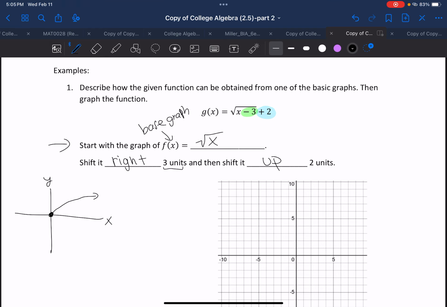And I can find a couple of other points on there. If I plug 1 into the square root of x, that gives me 1. If I plug in another x value, I'd want to pick a perfect square, so let's say 4. The square root of 4 is 2, so the y value would be 2. So that would be 4 comma 2 for that point, 1 comma 1, and then the origin of 0, 0. So I have 3 points on my base graph of the square root of x.